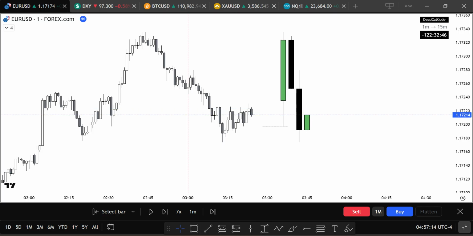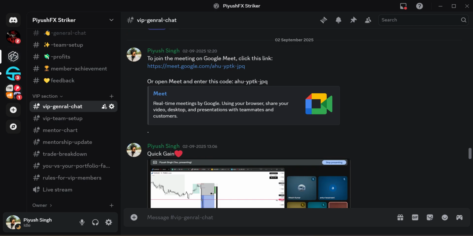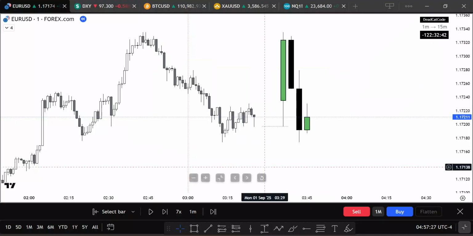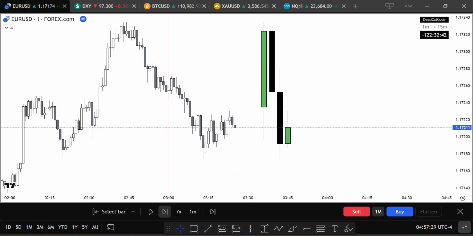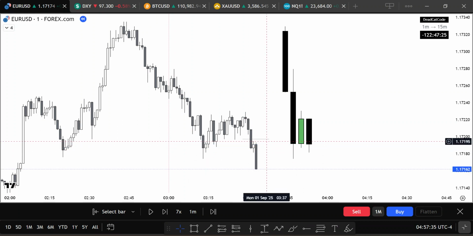And this trade I also sent to my private group. You can see this is the trade. Yeah, this is the trade that I sent to them, and let me show you how I took this entry. Okay, let me delete this.